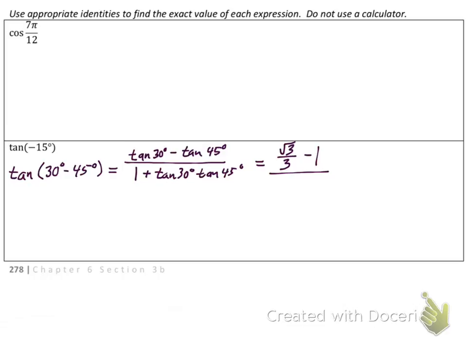I just got to plug in the same information down below. So I'm going to have 1 plus square root of 3 over 3 times 1. I'm going to do just a little bit of reorganizing because I want my square roots and stuff all lined up. So I'm going to have square root of 3 over 3 minus 1 over square root of 3 over 3 plus 1. So I just lined everything up.